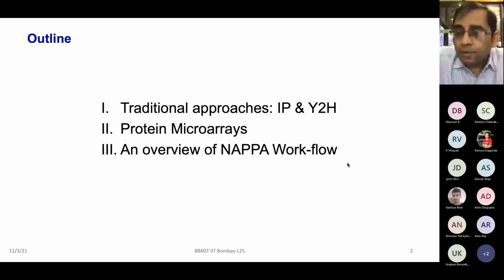But before that, I'll touch upon briefly the traditional approaches of looking for interaction, or interactomics, which is immunoprecipitation, yeast-2 hybrid. And then we will try to provide you the overview of one of the technologies, nucleic acid programmable protein arrays, or the NAPA.